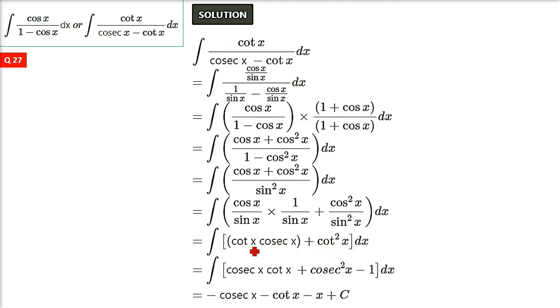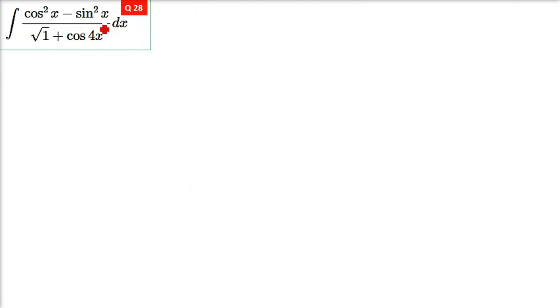That will make the solution look pretty explanatory, and it will look good also. We have certain standard results. The question has to arrive at that before the integration could start. Cos square x minus sin square x in the numerator, and in the denominator we have under root 1 plus cos 4x. So we need to use the relationships here.